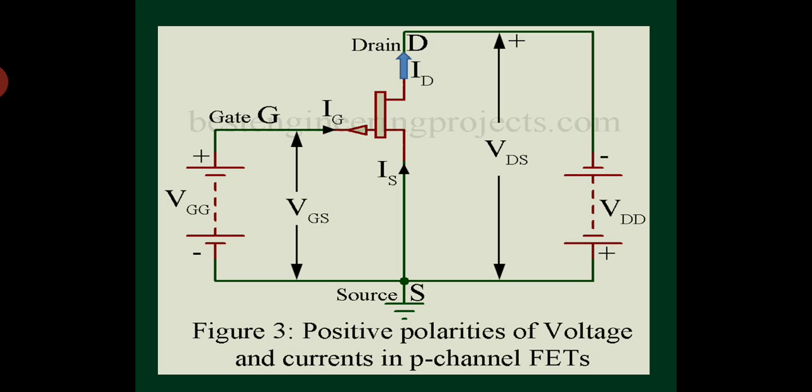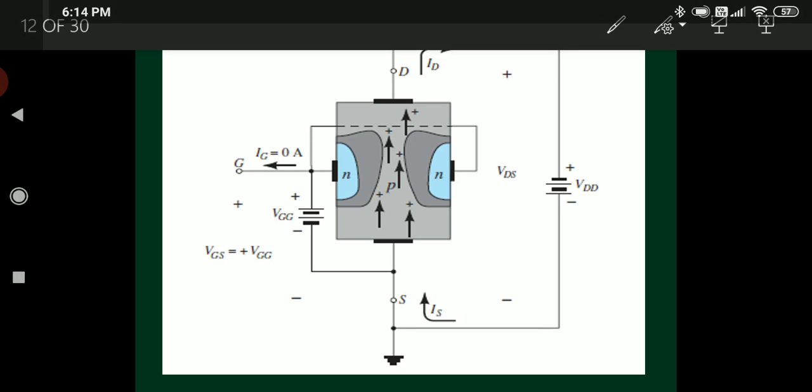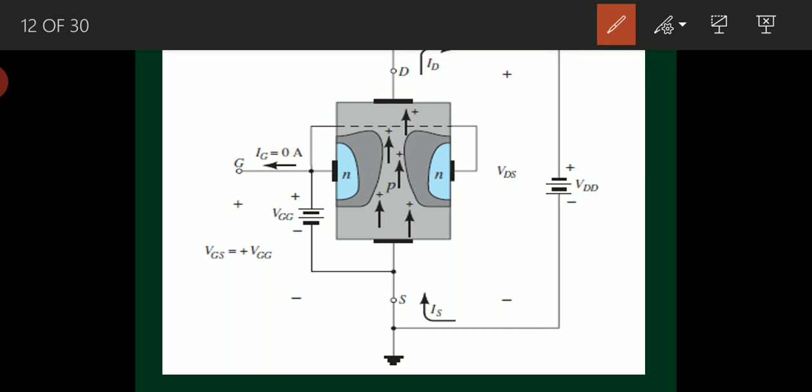Let us move on to the schematic. I will take three conditions. This is the positive terminal, this is the negative terminal. Case 1 is when VGS equals 0, which means I am short circuiting this. When VGS equals 0, what will happen? That is case 1.